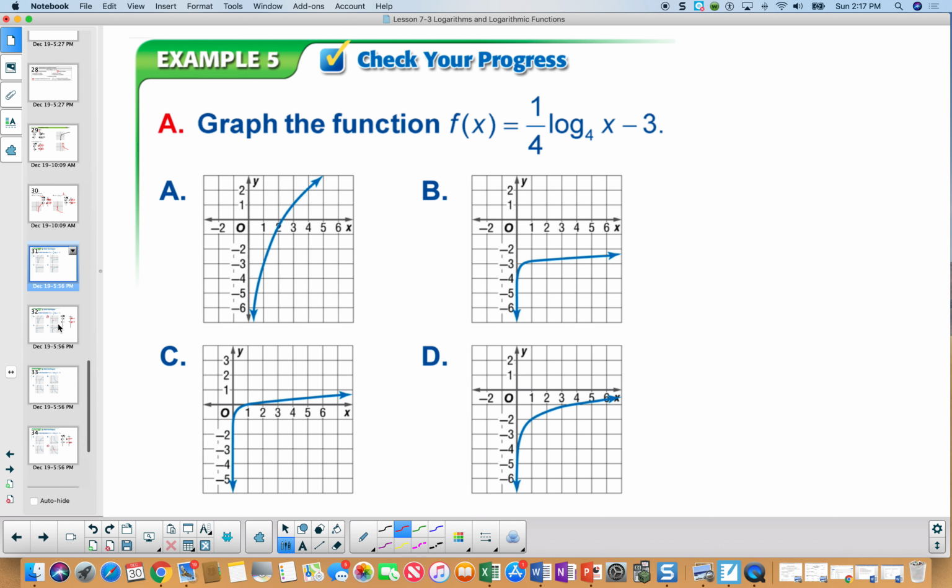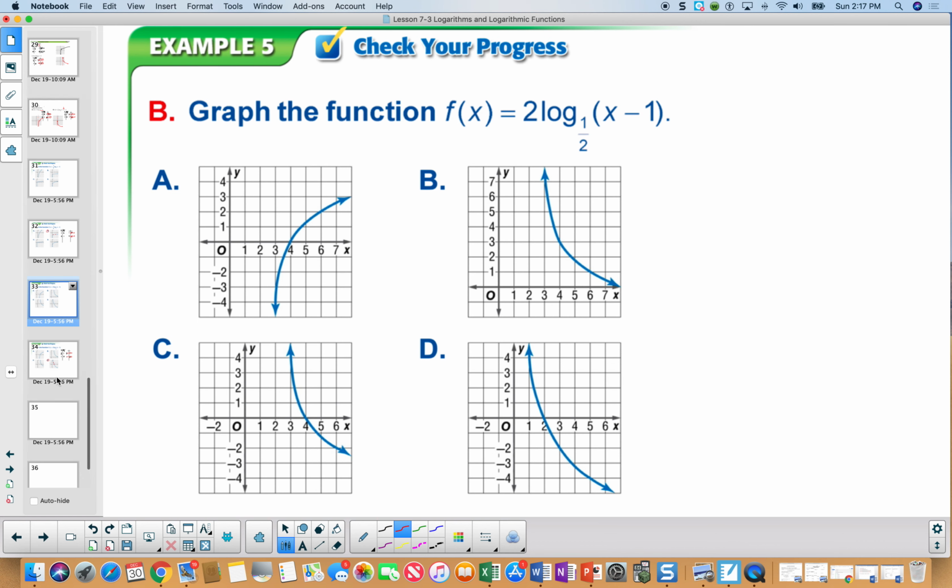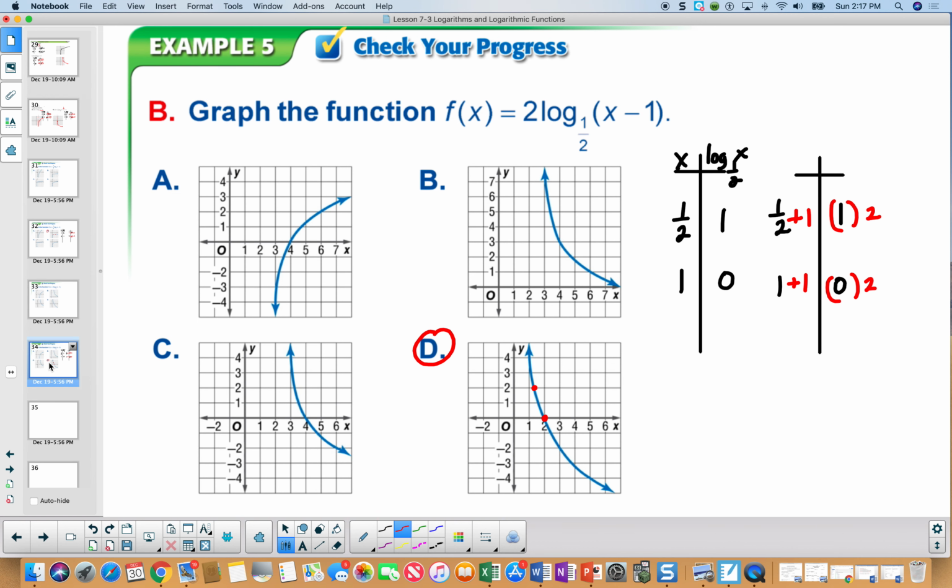Pause and see if you can do the problem. And here's the answer.